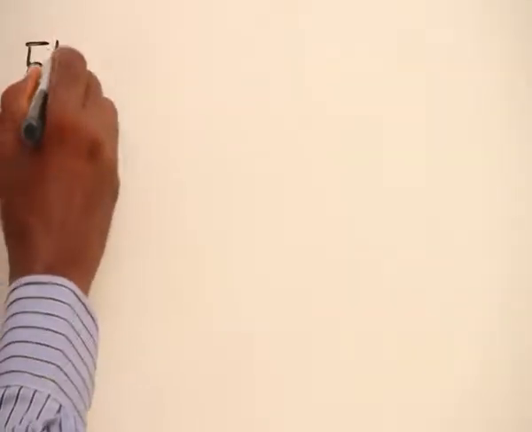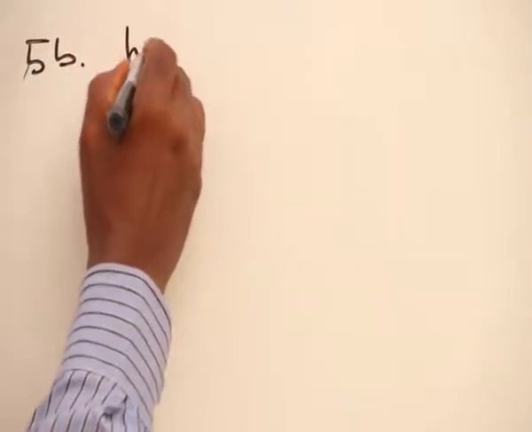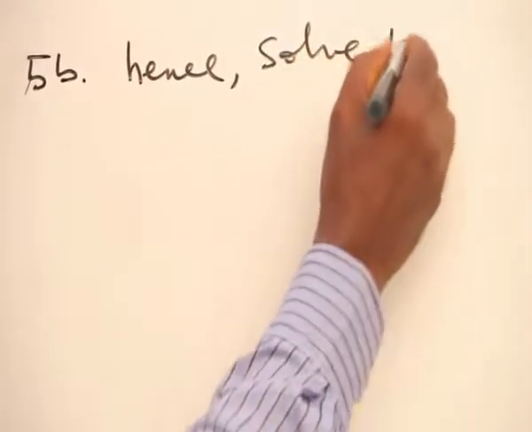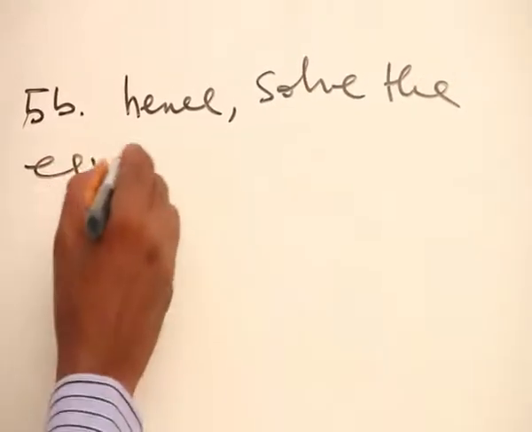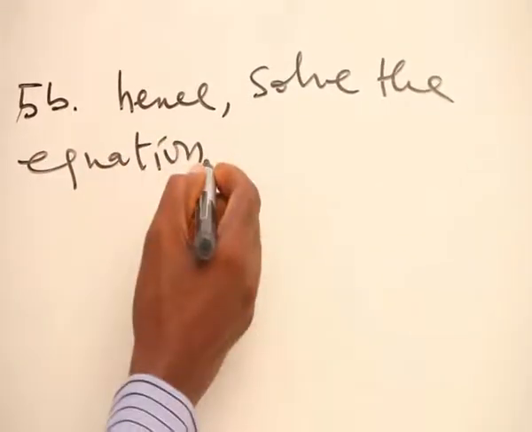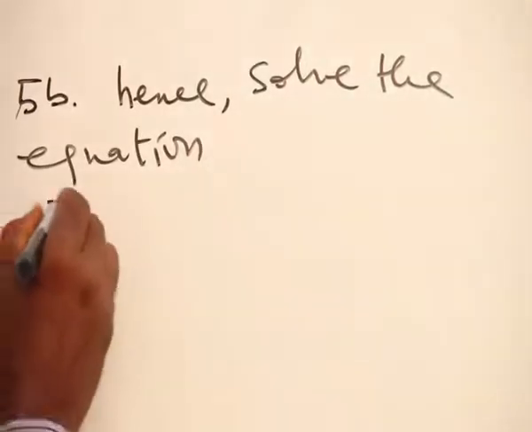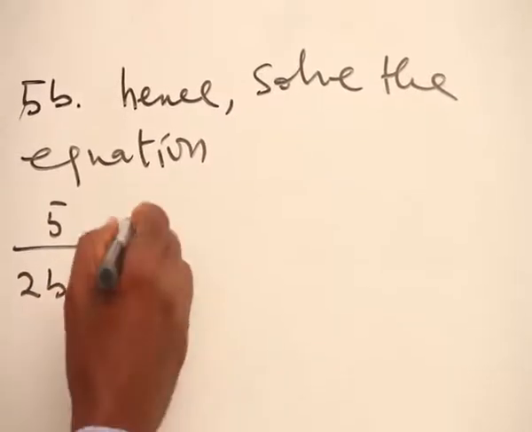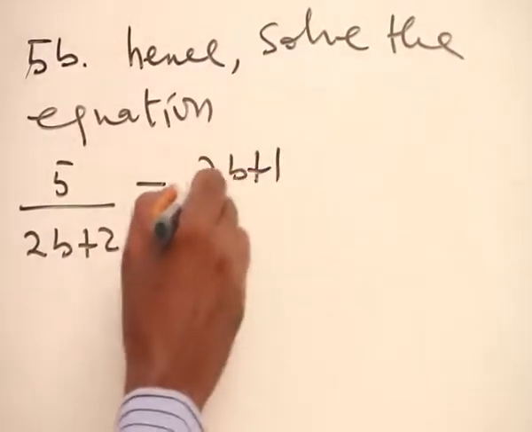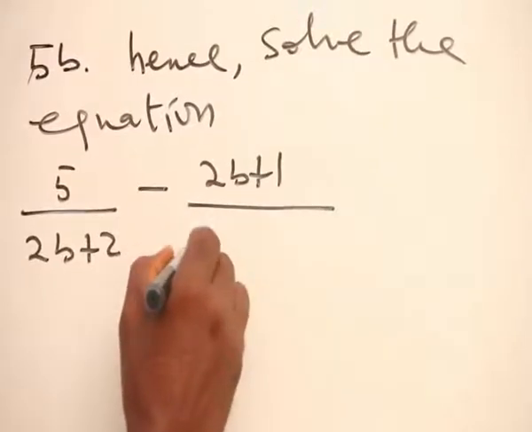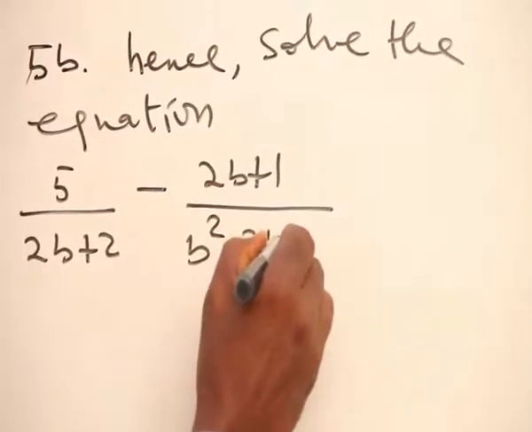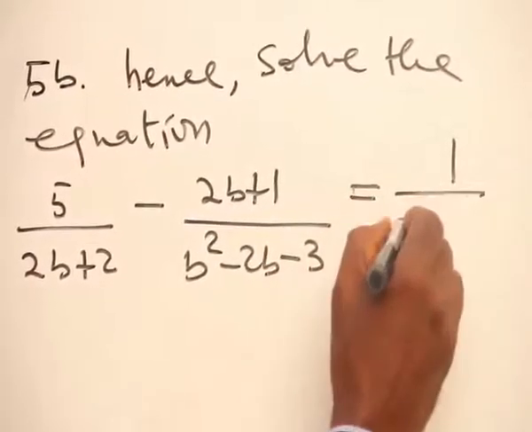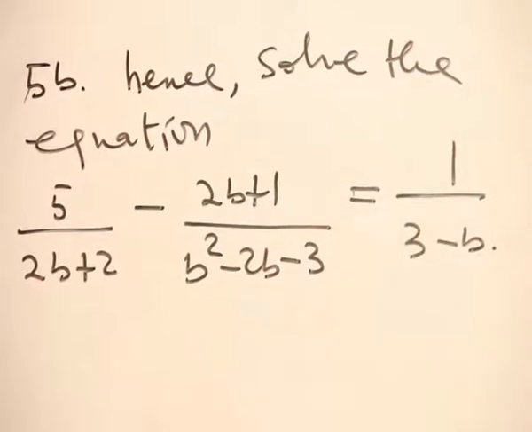Number 5b. Hence, solve the equation 5 all over 2b plus 2 minus 2b plus 1 all over b squared minus 2b minus 3 equal to 1 all over 3 minus b.